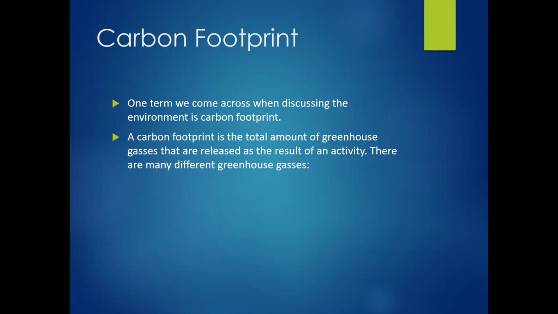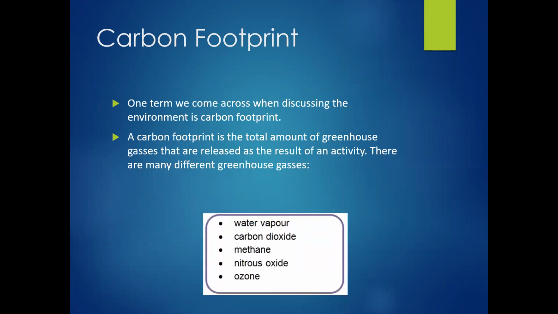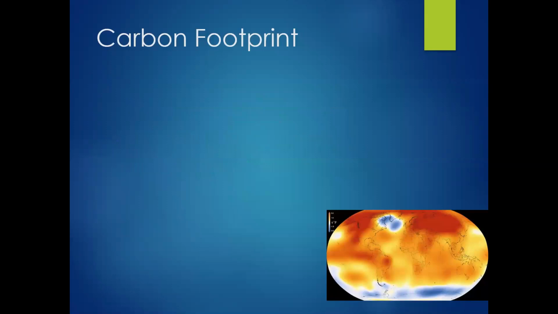There's many different greenhouse gases, actually. We always tend to focus on carbon dioxide, but water vapor is a gas that traps heat in our environment. Methane, nitrous oxide, and ozone, as well as protecting us from the sun's radiation, are greenhouse gases. But an awful lot of these we can't do anything about. We can't really change them. The one thing that we can change is carbon dioxide.